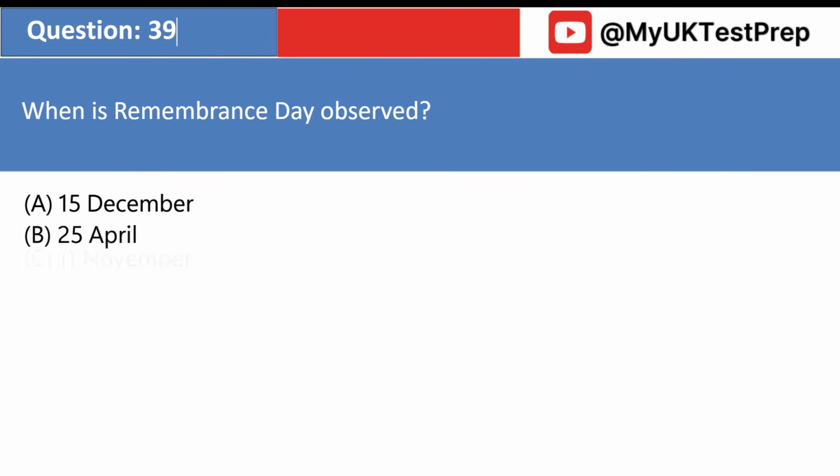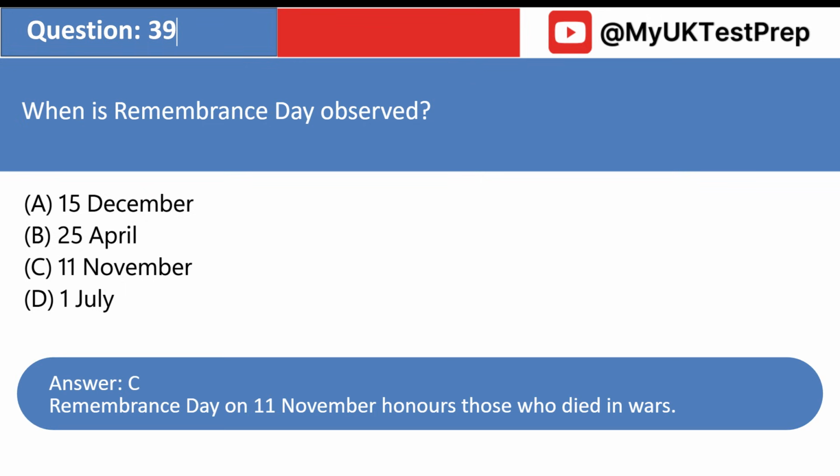When is Remembrance Day observed? A. The 15th of December. B. The 25th of April. C. The 11th of November. D. The 1st of July. Answer, C. Remembrance Day on the 11th of November honours those who died in wars.